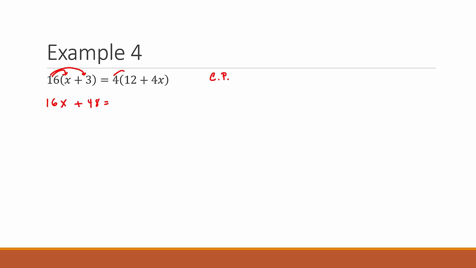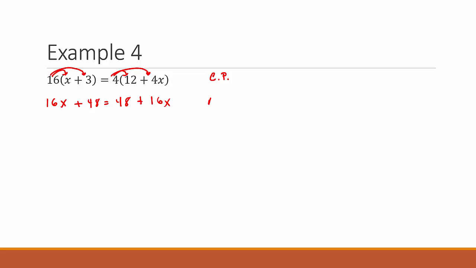On the right-hand side, let's use our distributive property again. 4 times 12, 48. 4 times 4x, 16x. Now, if you look at this closely, you see that there's the exact same expressions on each side of the equal sign. Let's go ahead and take this one step further.